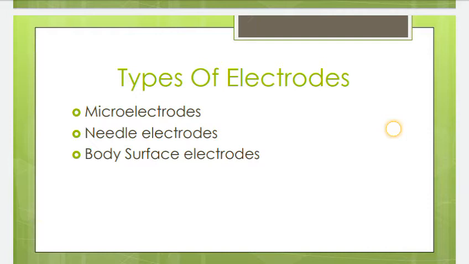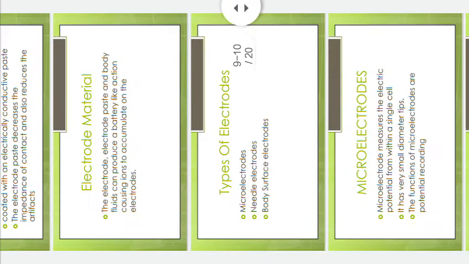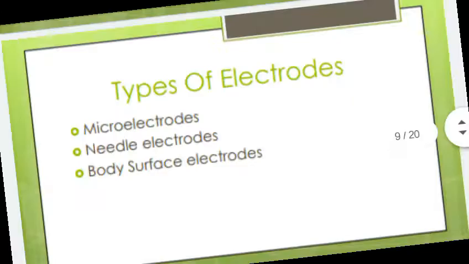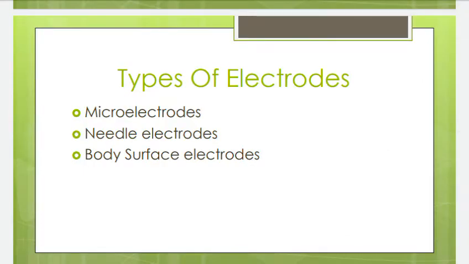Next one, depth and needle electrode. These depth and needle electrodes are used to measure the bioelectric potential of a highly localized extracellular region in the brain or the bioelectric potential from a specific group of muscles. That is the types of needle electrode, which you will study later.